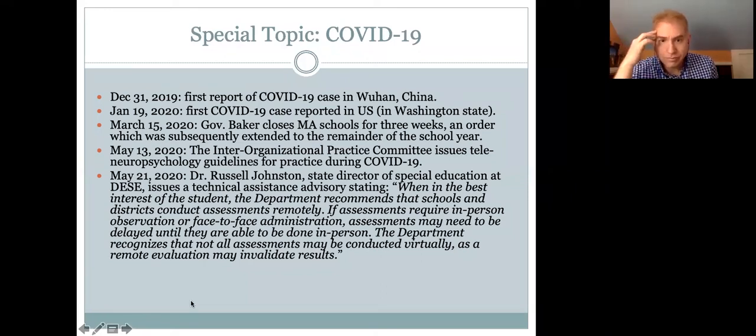So it reads like a state technical assistance, but the point about it is that Dr. Johnston is saying that it is, at least in some cases, valid to do remote assessment in Massachusetts special education, in contrast with some other states, but in keeping with the IOPC guidelines and other guidelines indicating that it is clinically and scientifically possible. So by mid to late May, the community had basically figured out that this could happen from a regulatory point of view and from a scientific point of view.